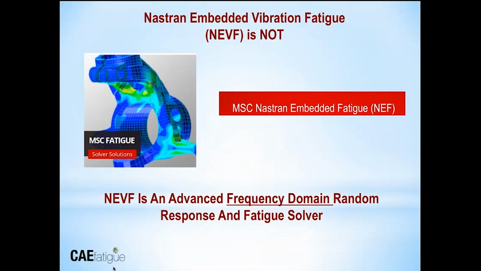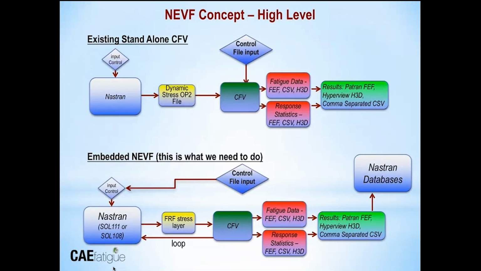So let's go into a little bit of detail then. At a high level, what's the difference between NEVF and CA fatigue vibration? It's very simple, but very important. CA fatigue requires the stress solver to have done its job before it starts. So we assume that Nastran's run, an OP2 file's been written, and then that becomes an input to the CA fatigue vibration process. Works very well, but it's limited by the fact that this OP2 file can become very big, and also Nastran is somewhat limited because it means Nastran has to do a lot of stress recovery here, which isn't necessarily needed.